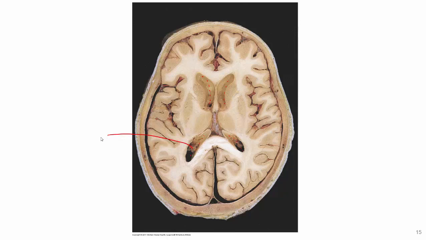This little structure over here is called the choroid plexus. That is really what manufactures the cerebrospinal fluid. So the cerebrospinal fluid is manufactured by the choroid plexus in the lateral ventricles. Then from the lateral ventricle, it travels to the third ventricle, and then out to the fourth ventricle, and eventually out into the subarachnoid space, as well as into the spinal cord.